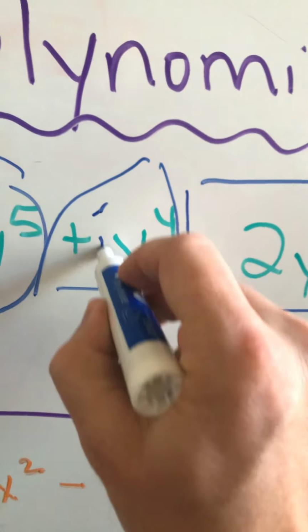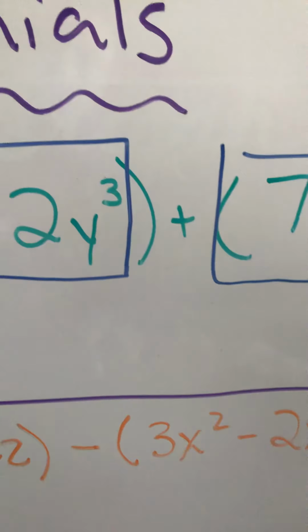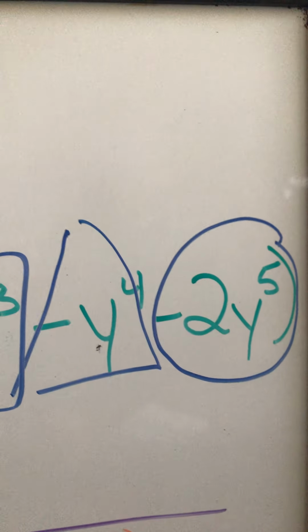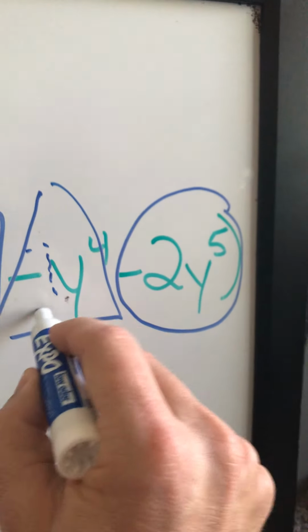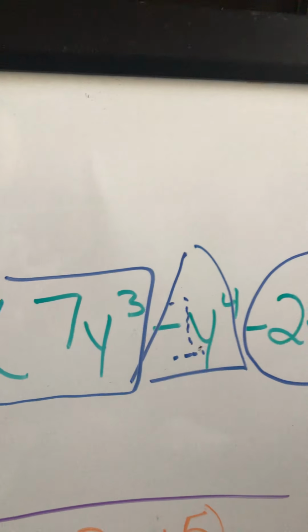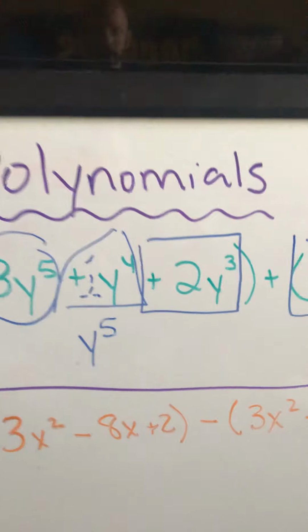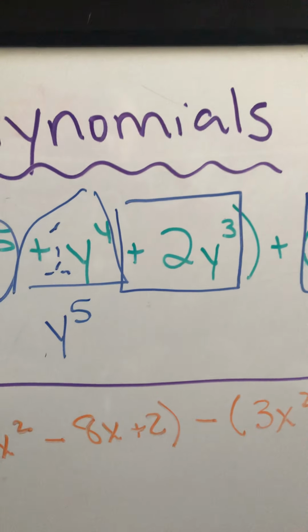Now I'm going with my triangles. I have an imaginary 1 that's located there. And when I go to my other fourth, I have a minus y to the fourth, and again remember that there's an imaginary 1 there. So we have a positive 1 minus a 1, which is 0. So I don't need to write the next part because I have 0 y to the fourth, and since I have 0, it doesn't exist.